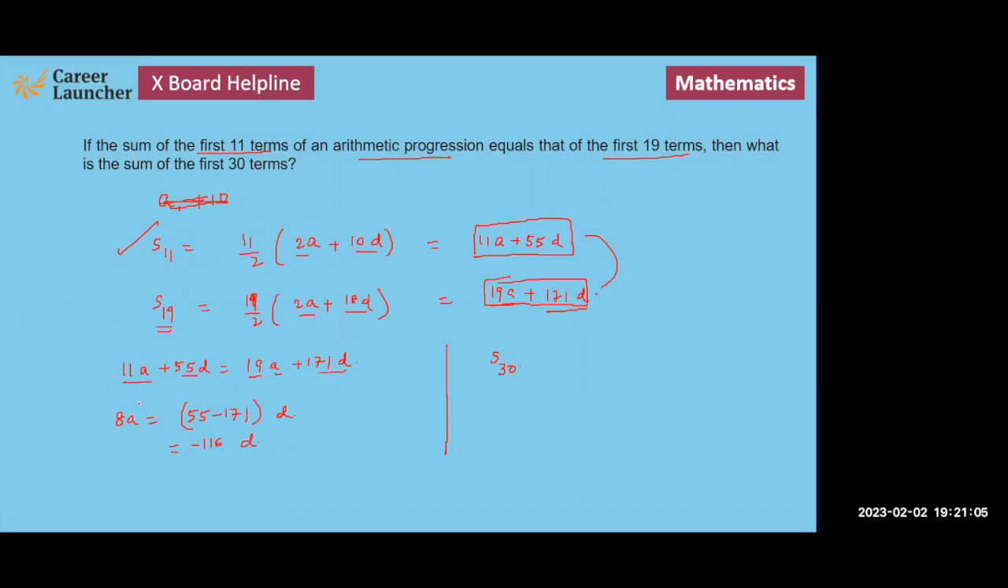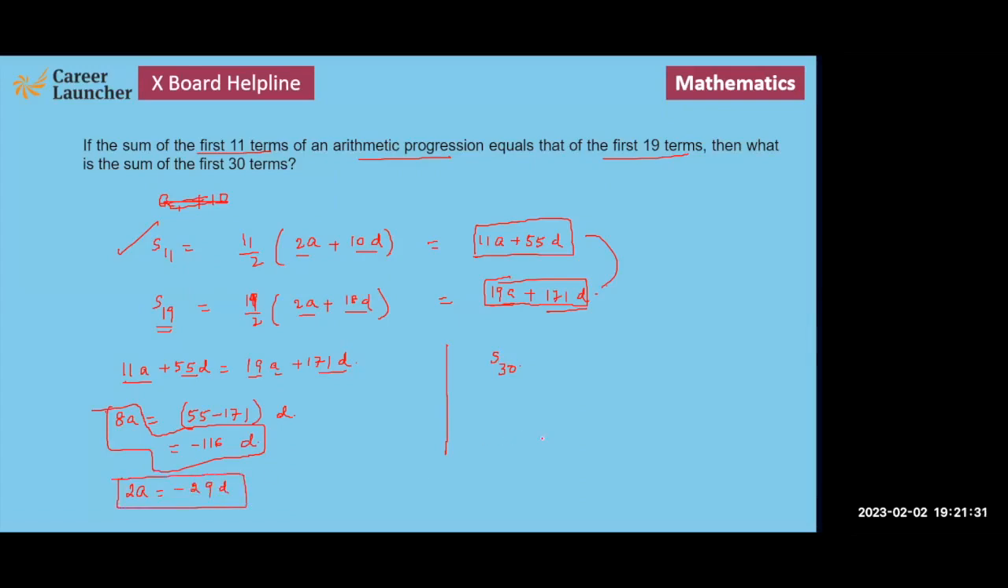So from this comes your 8a is equal to so much. So 8a is equal to, I mean, you can still simplify this, right? We can write 2a is equal to minus 29d.